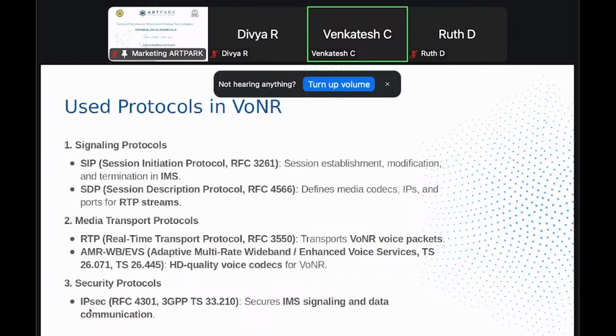And next is the security protocol. Finally, for security, VoNR uses IPsec. This protocol secures the IMS signaling and data connection, protecting the voice traffic from any threats. All the SIP signaling messages will be encrypted with IPsec between the user agent and the IMS server, that means the mobile and the IMS server.